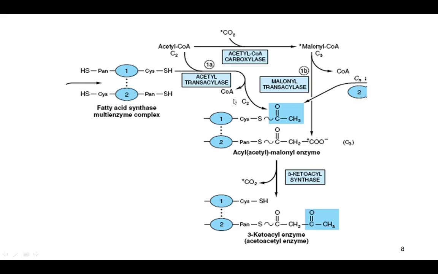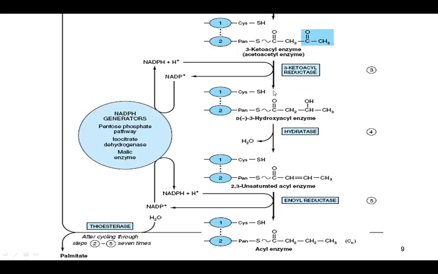Okay. So in the first step of the fatty acid synthesis complex, acetyl transacylase and malonyl transacylase help in bringing together one molecule of acetyl coenzyme A and one molecule of malonyl coenzyme A, forming acetyl malonyl enzyme. In the next step, ketoacyl synthase will form ketoacyl enzyme. Okay. After ketoacyl synthase, the enzyme that will come is ketoacyl reductase.